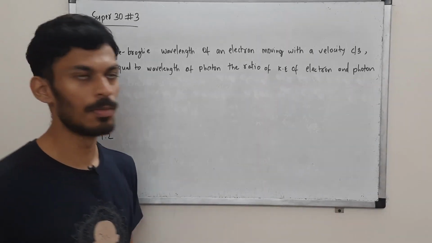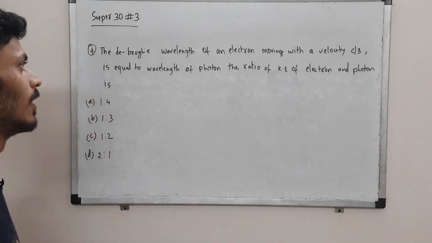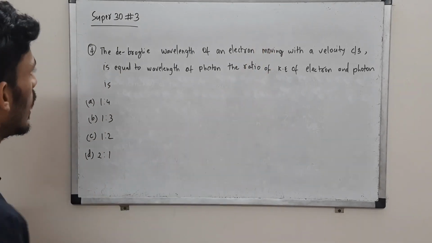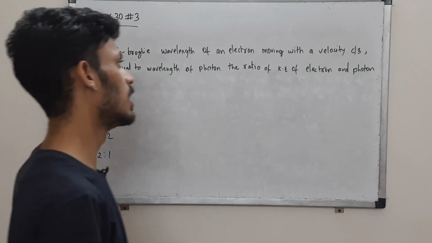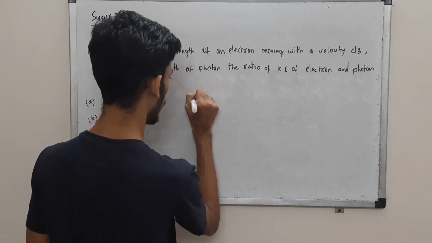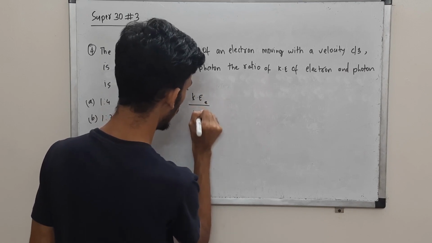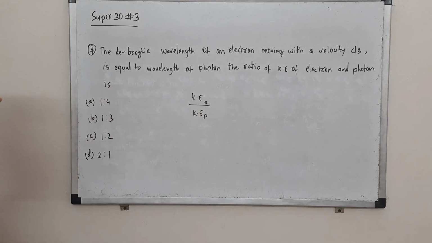So let's come to question number 4. Here we have been given that the de Broglie wavelength of an electron moving with a velocity c by 3, where c is the speed of light, is equal to the wavelength of a photon. We are supposed to find the ratio of the kinetic energy of the electron to that of the photon.